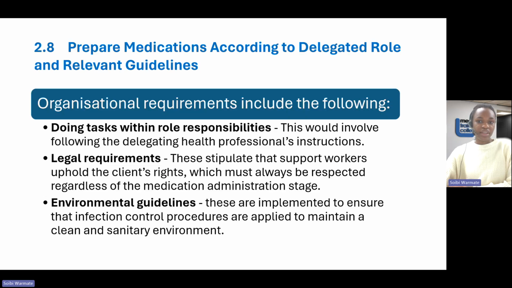Prepare medications according to delegated role and relevant guidance. Organization requirements include doing a task within role responsibilities. This involves following the delegating health practitioner's instructions. We have legal requirements. This stipulates that the support workers uphold the client's rights, which must always be respected regardless of the medication's administration stage. We also have the environmental guidelines. These are implemented to ensure that infection control procedures are applied to maintain a clean and sanitary environment.